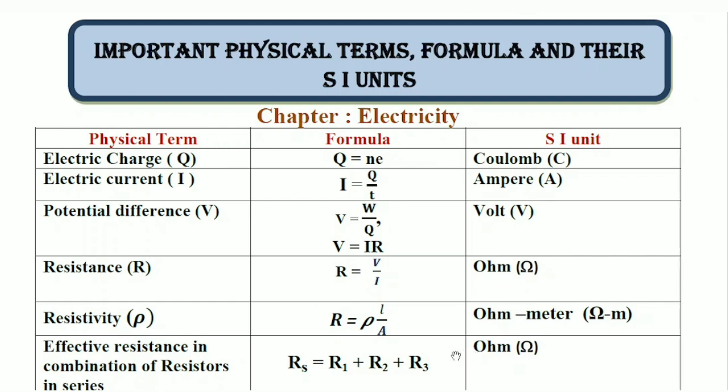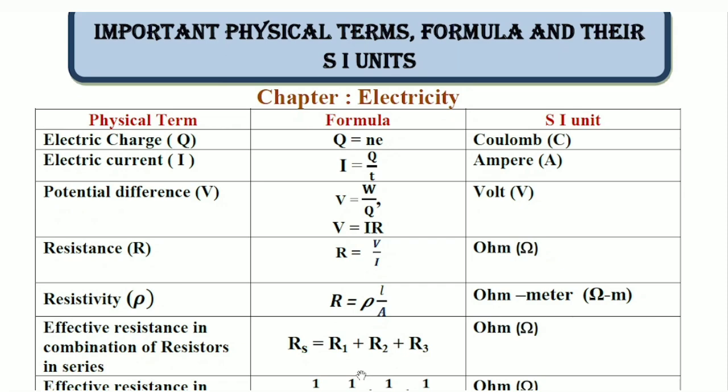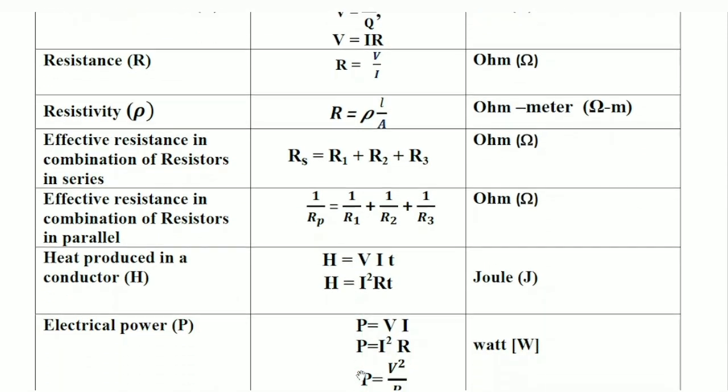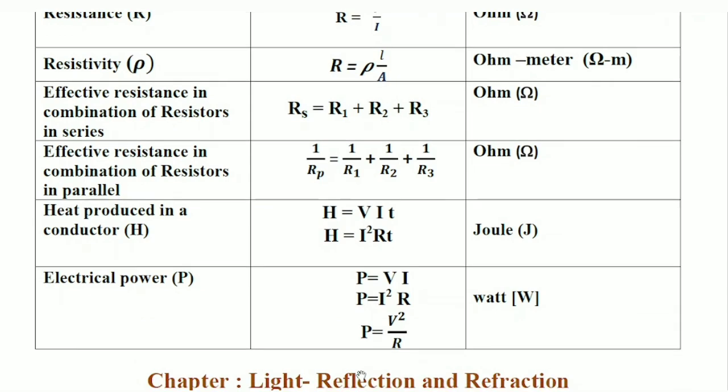Effective resistance in combination of resistors: in series combination, Rs equals R1 plus R2 plus R3 and so on. The SI unit is ohm. In parallel combination, 1 by Rp equals 1 by R1 plus 1 by R2 plus 1 by R3. Here also the SI unit is ohm. Heat produced in a conductor, H equals V into I into T, so H equals I square RT. The SI unit is joule.